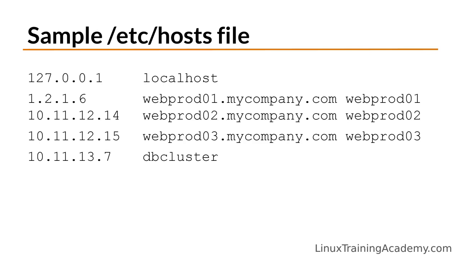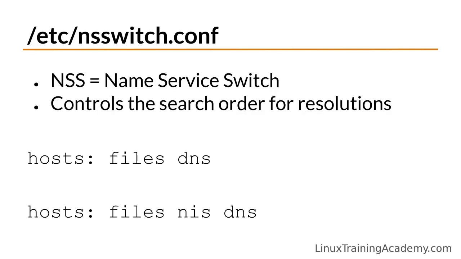The third line contains a non-routable IP address for webprod02. In this example, it's the private IP address of that system. There's another similar entry for webprod03 on the next line. The last line is an example that only contains one name, in this case dbcluster. Typically, the /etc/hosts file is checked first before a DNS server is queried, but you can change this behavior by editing the /etc/nsswitch.conf file.